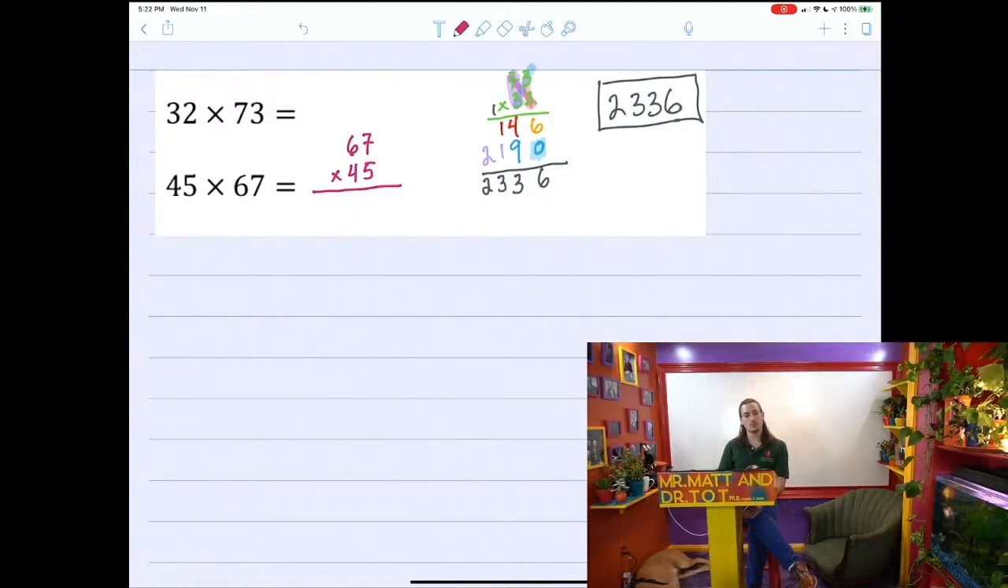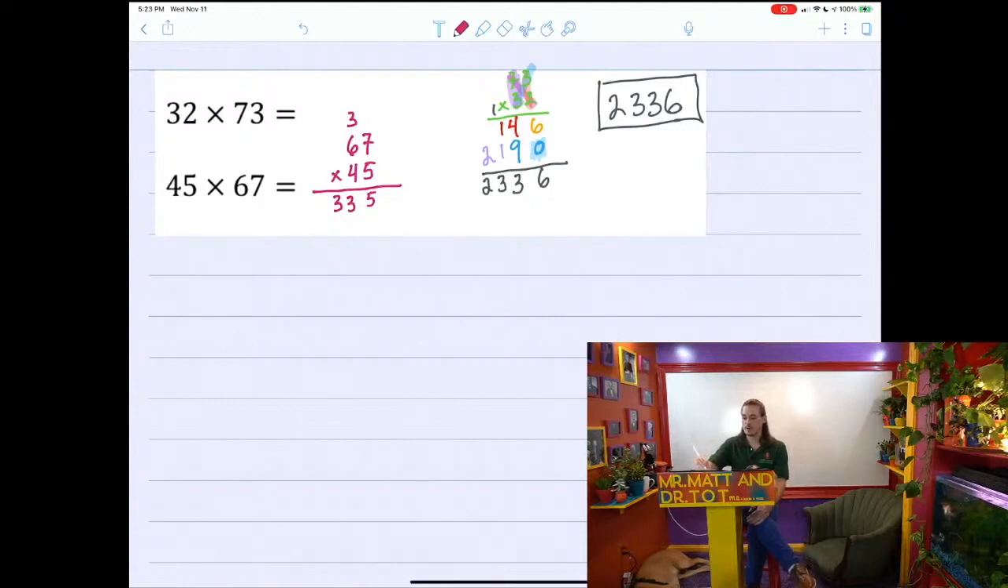Okay, so multiplying the ones digits, we're going to have 5 times 7. 5 times 7 is 35, so we keep the 5, carry the 3, we'll regroup the 3 over. Now we're going to have 5 times 6. 5 times 6 is 30. 30 plus 3 is 33. We don't have another digit to regroup over, so we just write out the 33.